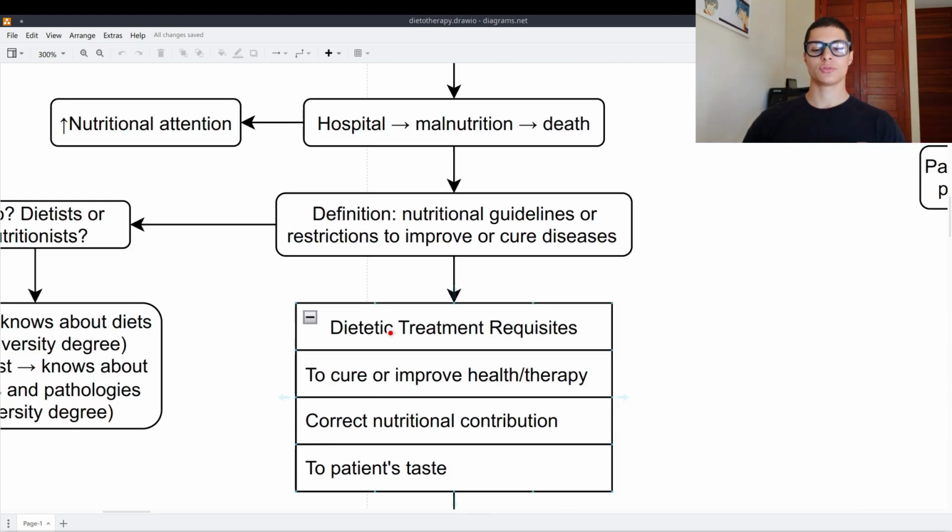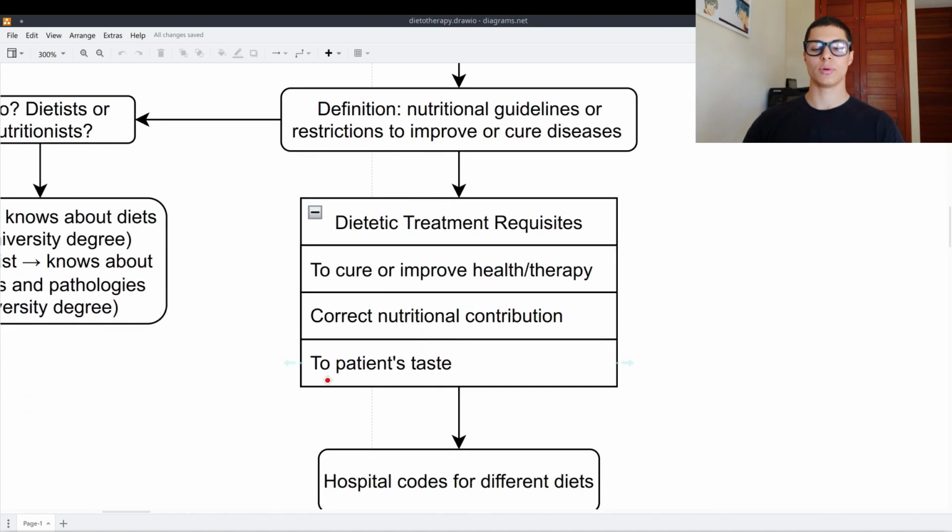The dietetic treatment has some requisites. The first one is to cure or improve the health therapy, according to the definition. The second one is to correct the nutritional contribution, and the third one has to do with the patient's taste. You cannot recommend a diet to a patient if he or she will not like the food in the diet.